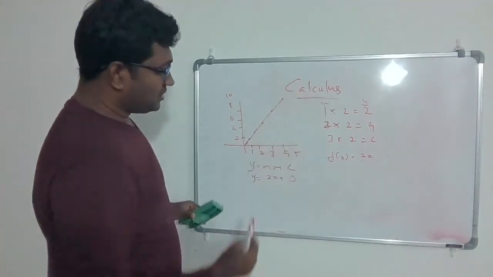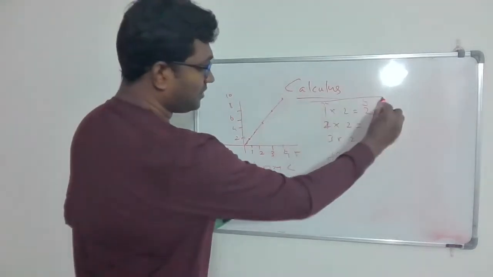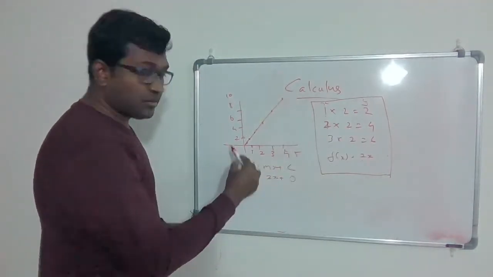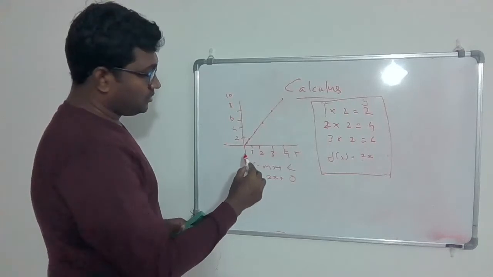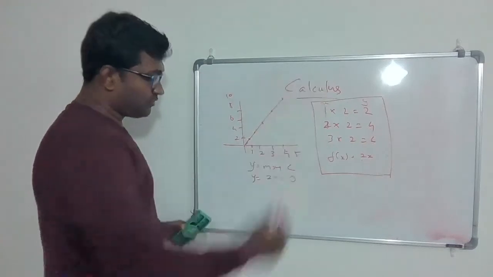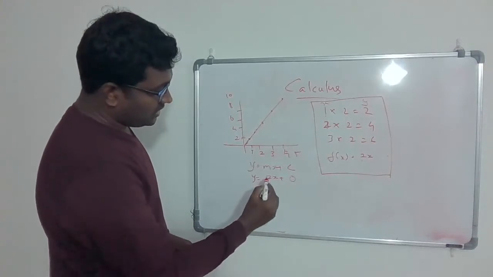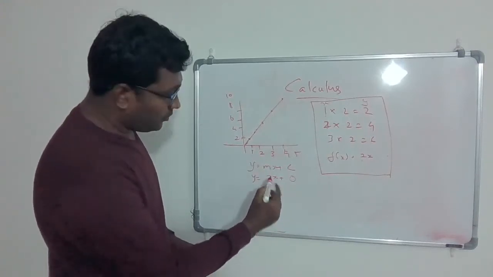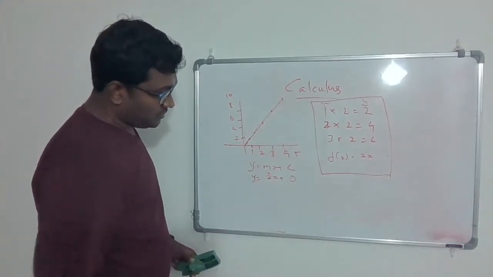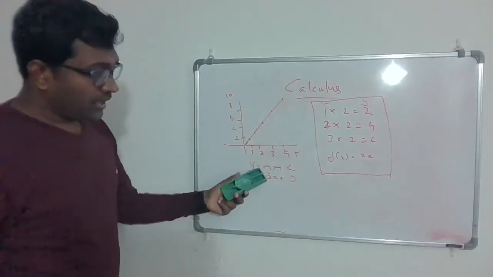We have converted the problem we are trying to solve, the multiplication table of 2 using machine learning, and we're plotting it in a graph. 1 into 2 is 2, 2 into 2 is 4, 3 into 2 is 6. This is the line it forms, and this is the equation of a straight line: y is equal to mx plus c, where m is the slope. Here the slope is 2, and the intercept is 0 because it starts at 0. So this is the equation. Now I use the term slope.